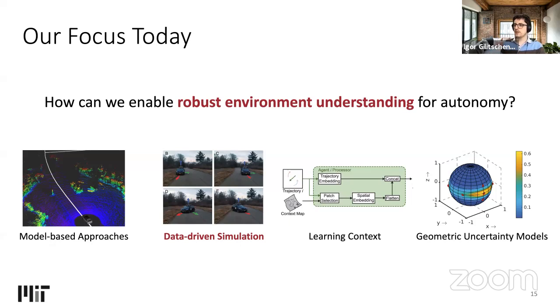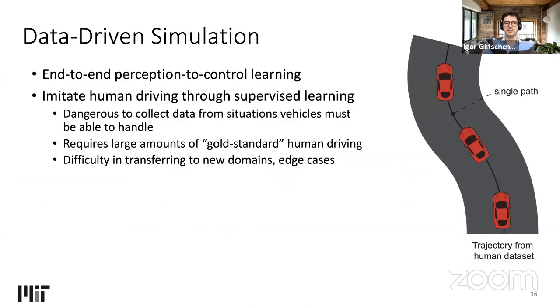So, okay, what I'm interested in is how can we draw inspiration from what we know about environment models, from what we know about how to model cars, how to model maps, how to model uncertainty. How can we use this inspiration to develop better autonomy pipelines? And one approach that we use for end-to-end learning to drive is data-driven simulation.